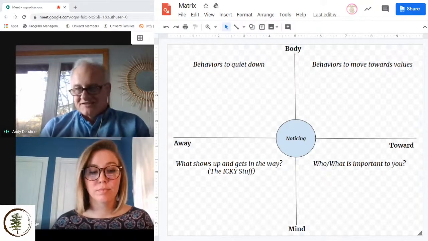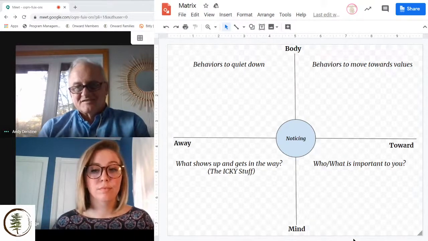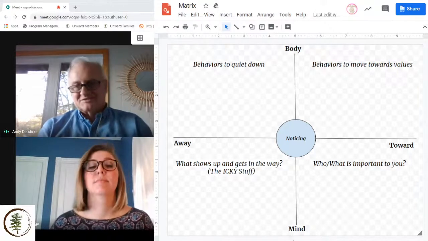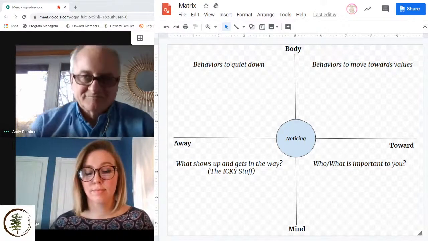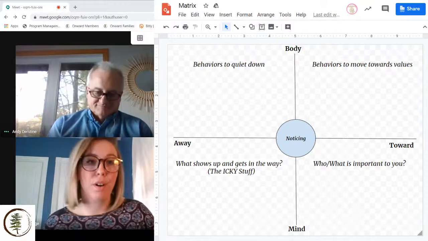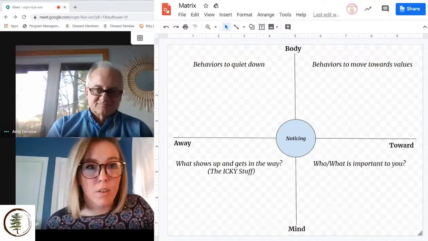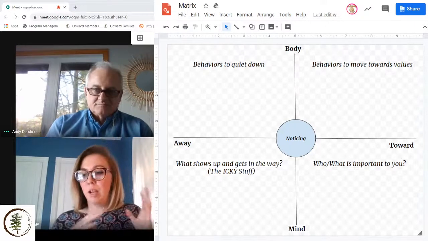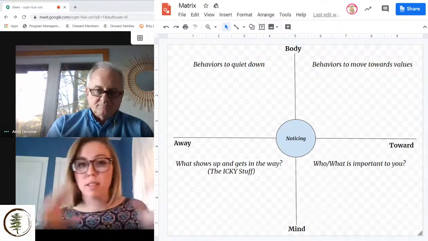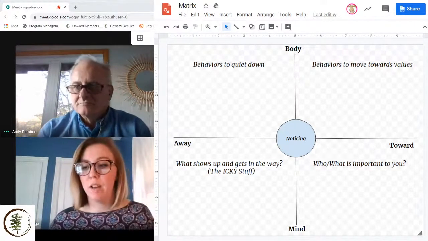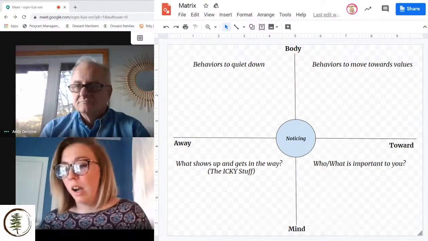So we're now going to connect the essential elements to the matrix. So I'm going to turn this over to Jackie. Okay, so if we are looking at the matrix that we looked at the other week, I'm going to go through the processes of ACT the same way that I did in that video, so in the same order.